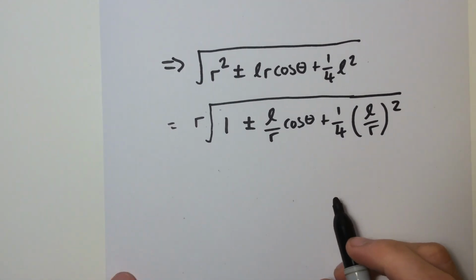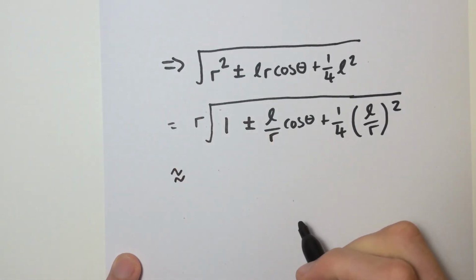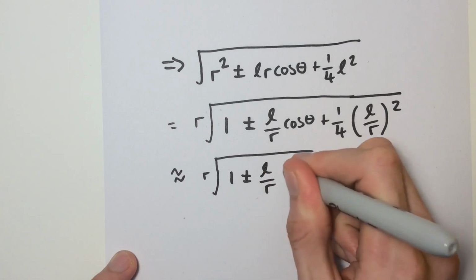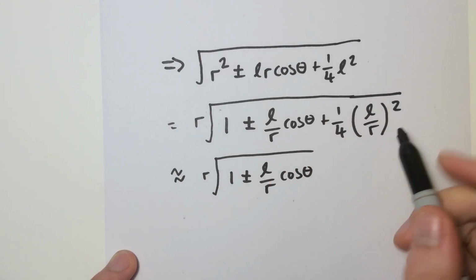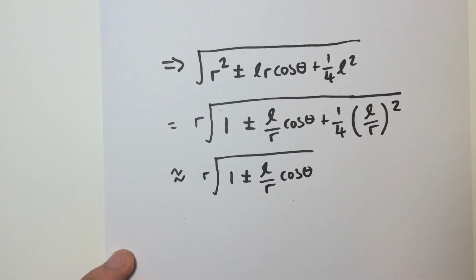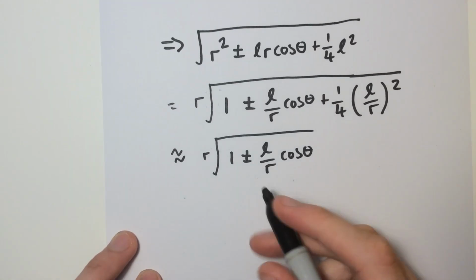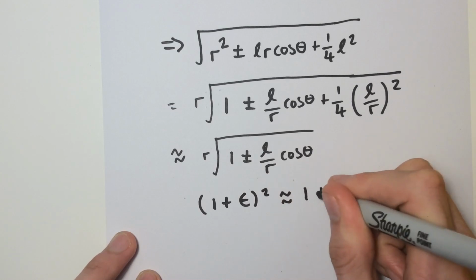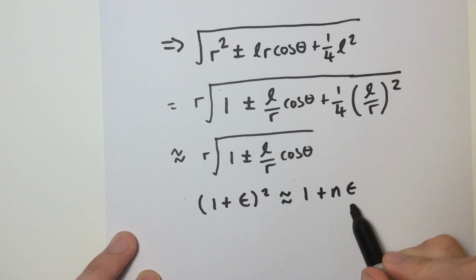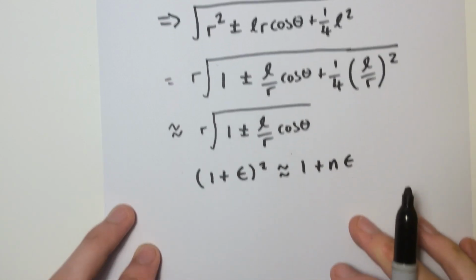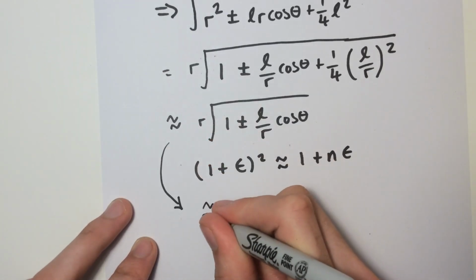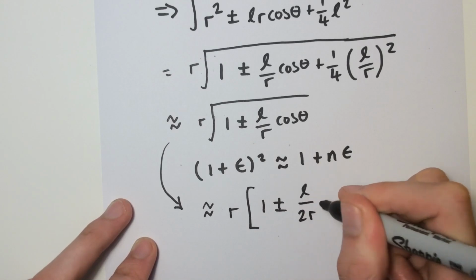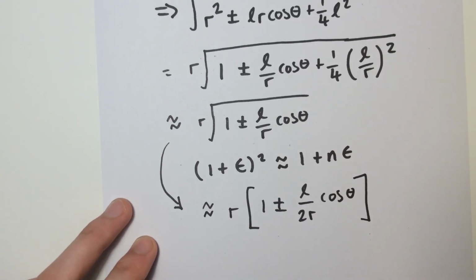Okay, so we can approximate this as R times the square root of 1 plus or minus L over R cos theta. Okay, because we're simply ignoring the second order terms because we know this is considerably less than 1 as we're dealing with an ideal dipole. Now if we use our Taylor expansion, the square root of 1 plus epsilon is approximately equal to 1 plus epsilon over 2, for epsilon much less than 1, which in this case it is. So this expression becomes approximately equal to R times 1 plus or minus L over 2R cos theta. Fantastic, okay.